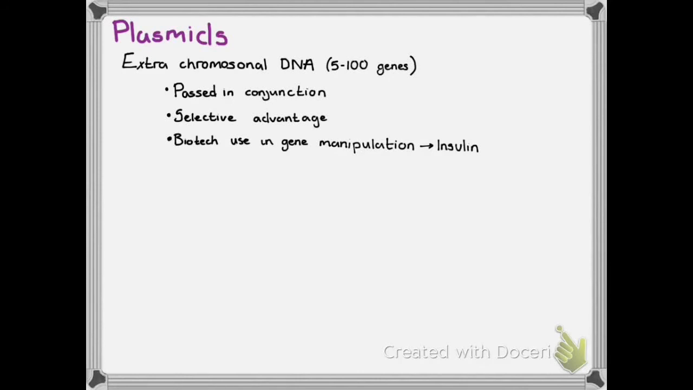There are these things called plasmids, which are bits of extra chromosomal DNA in the cytoplasm. These are around 5 to 100 genes long, and they can act as a selective advantage because if these have the gene for antibiotic resistance and they're passed over via these conjugation pili to another bacteria, then that bacteria has the gene for antibiotic resistance, which can pass on to the next and the next and the next. An example of when these have been used for good, though, is in biotech, because we have used them to make insulin.